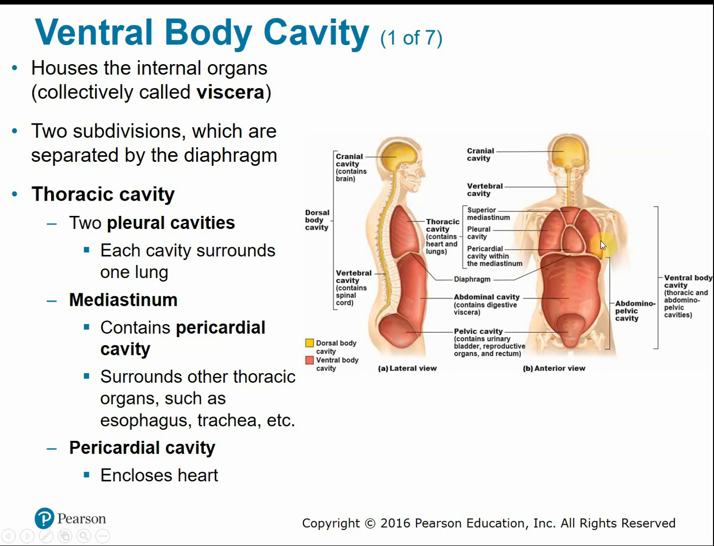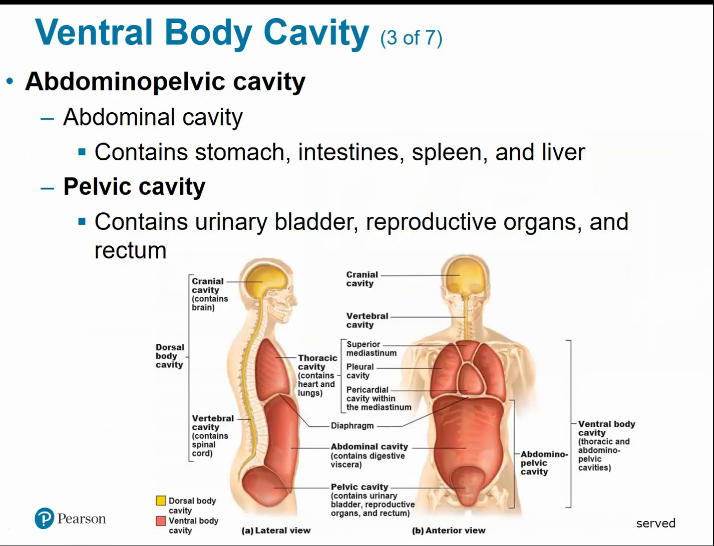The thoracic cavity is in the chest region, so it contains the pleural cavities, one with each lung. Each lung has its own cavity. The mediastinum contains the pericardial cavity and the heart. The abdominopelvic cavity contains the abdominal cavity with the digestive organs and accessory organs, and then the pelvic cavity just below with the urinary and reproductive organs.